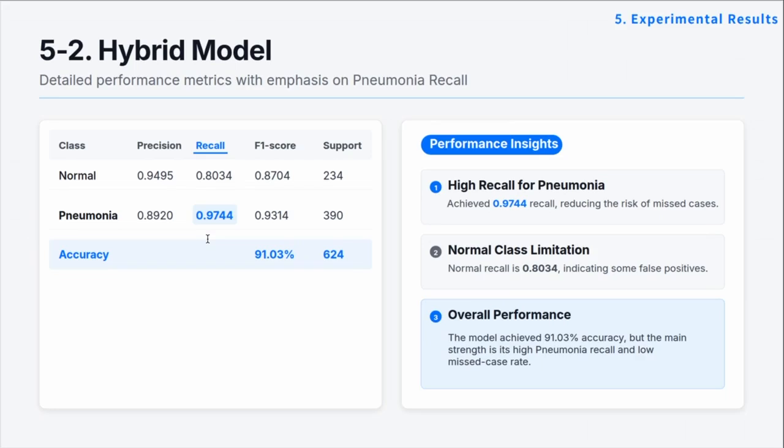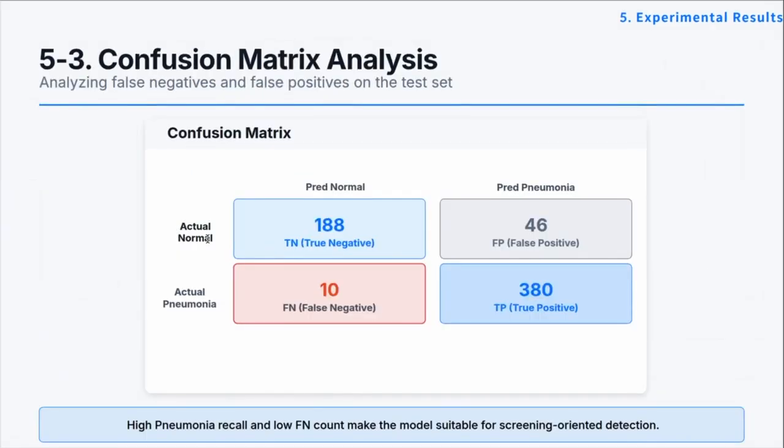These characteristics are also confirmed in the confusion matrix. Out of 390 pneumonia images, 380 were correctly detected, with only 10 false negatives. This indicates that the model missed very few pneumonia cases, which is important for screening applications.